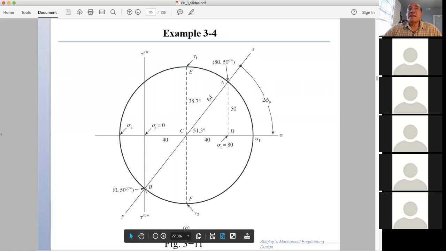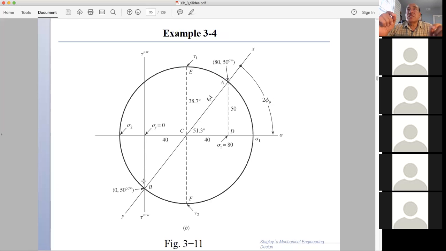And on the other side, sigma y is 0. So this is 0, on the vertical axis. And then we have tau counterclockwise is 50. So that will be the condition, A to B is the current condition that we have. And the angle that we get is 51.3 degrees. And we get the maximum shear is 64, which is the radius of the circle.